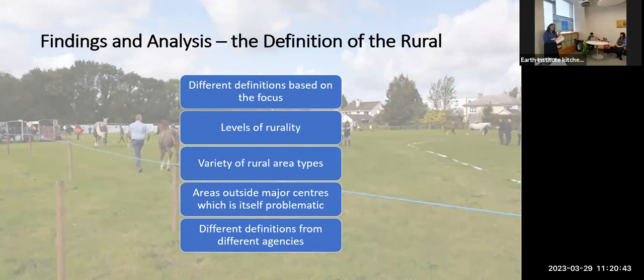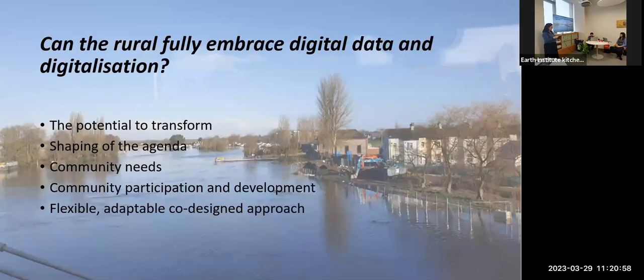to figure out, particularly when it comes to data, because it'll be how we define places through mainly top-down data, and that's why bottom-up citizen engaged data needs to be there. So coming to the end, can the rural fully embrace digital data and digitalization? So there is potential to transform empowerment and local decision making through the use of digital data. But you must have people engaged with it.